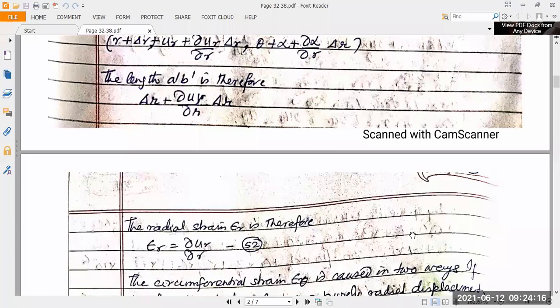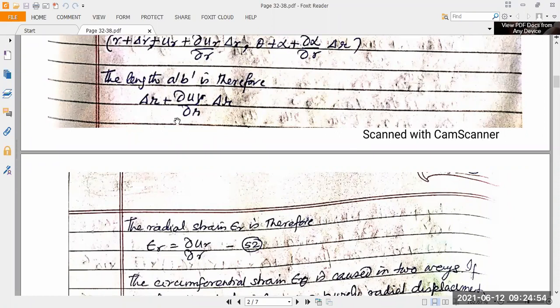So the length was initially delta r plus delta ur by dr into delta r. If we want to know the radial strain, the rate of change of the length AB due to the external load, it will be given by this distance A dash B dash minus the original length, that is delta r. This is the final length and this is the original length.